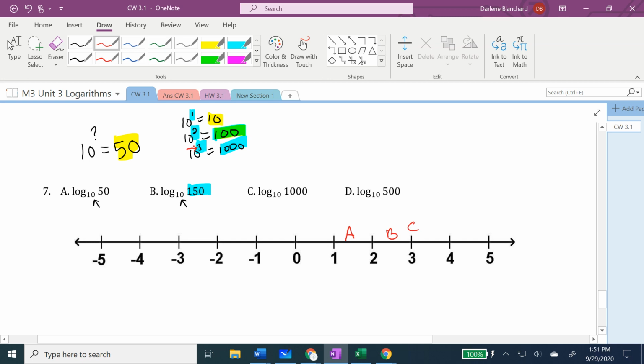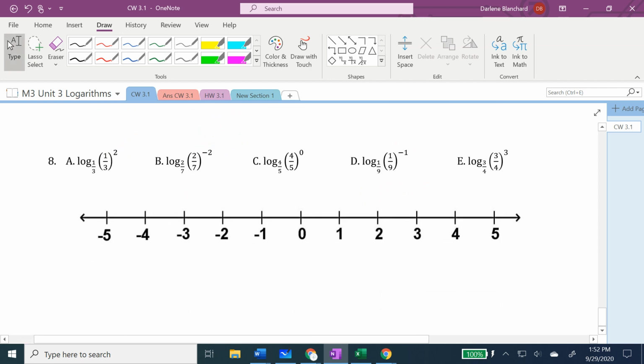And then lastly, D, 10 to what power gives you 500? Like letter B, 500 is a number between 100 and 1,000. Comparison-wise, if I have an input of 150 for B and an input of 500 for D, which one's bigger? And hopefully you see that D is bigger. So I'm just, you could squeeze D in there, but I wanted to write it a little bit more nicely of, hey, D is bigger than B, but they're both between 2 and 3.